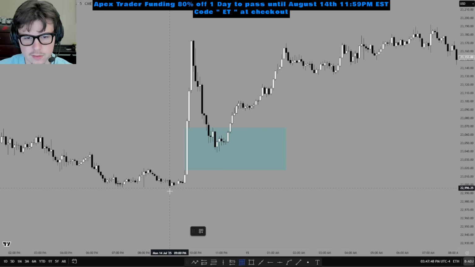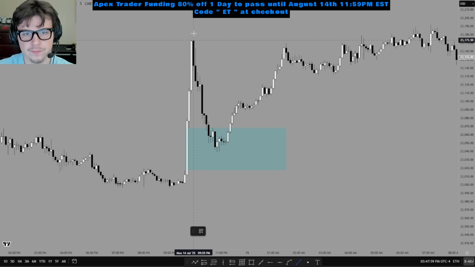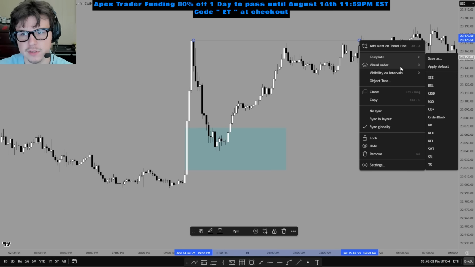As you can see, huge expansion move up, retraces back down to equilibrium, comes below to discount, settles down here, accumulates. Then we have our expansion move higher towards buy side, which we eventually take out.